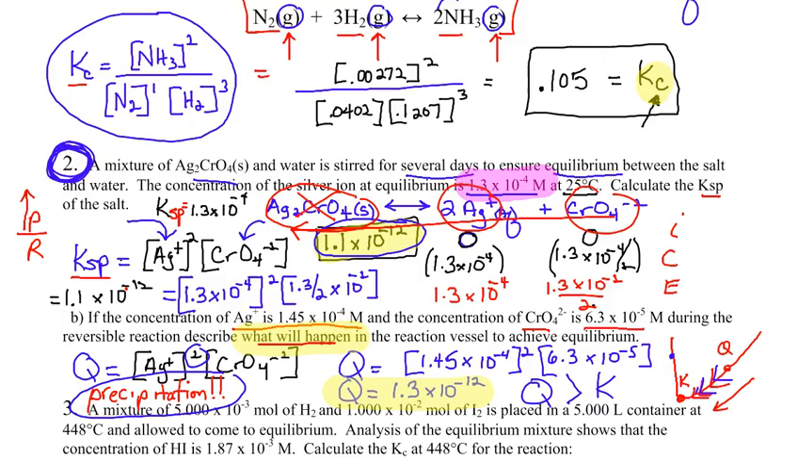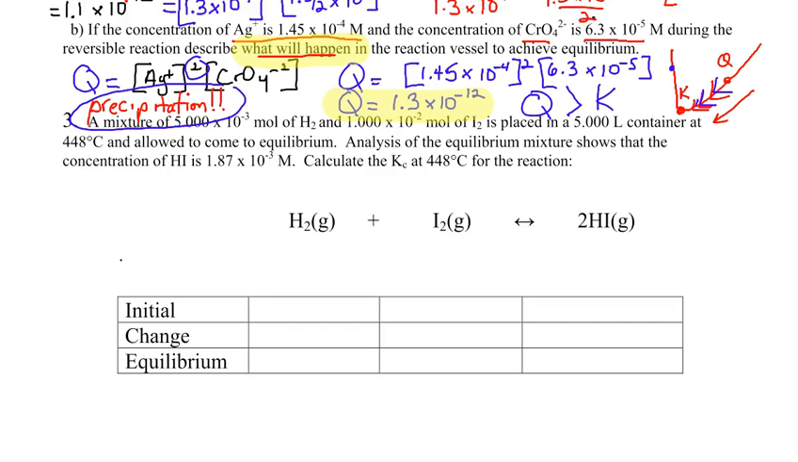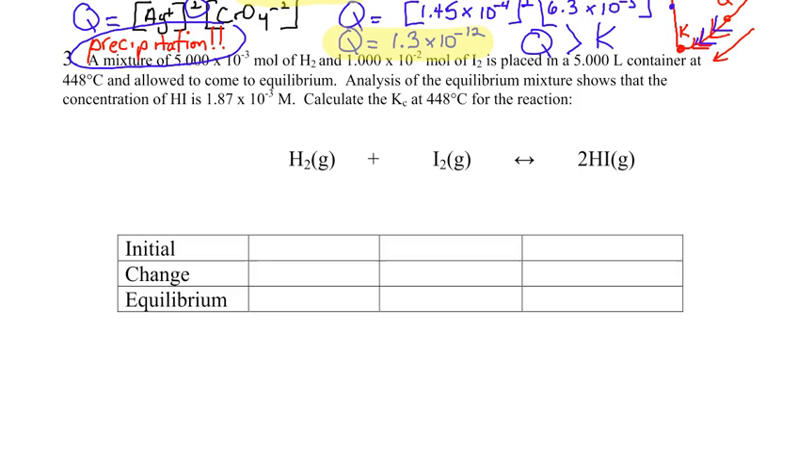Number three is more of a classic equilibrium problem. It's not a KSP. They're mentioning just Kc. So let's look at this question here. We've got a mixture of 5.0 times 10 to the negative 3 moles of H2. That's my reactant. And we have a certain amount of moles of iodine, another reactant, placed in a certain volume container. These are gases.